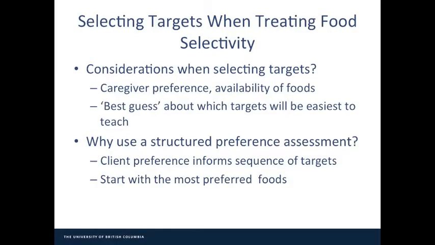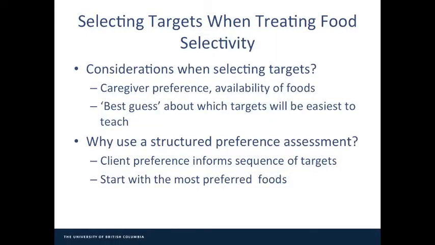Often we would take into consideration the caregiver's preference and the availability of foods. And that makes sense and is an important consideration because it makes sense that if we're going to teach an individual to eat new foods, that they're learning to eat new foods that are in their family's home and that the other people around them like to eat. We also might consider the types of foods the person already consumes and take our best guess about what other foods that are similar to those they'd be most likely to consume. So something that has a similar texture to foods he already likes, things that have a similar taste or flavor to foods that he already likes. So those are things we took into consideration.